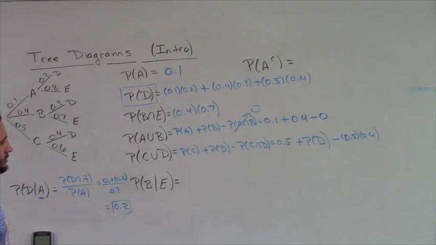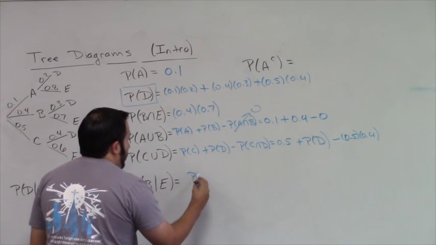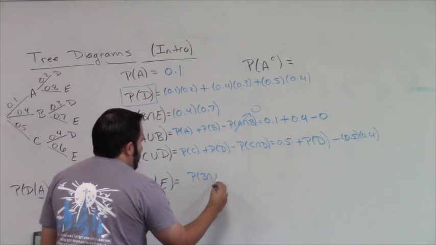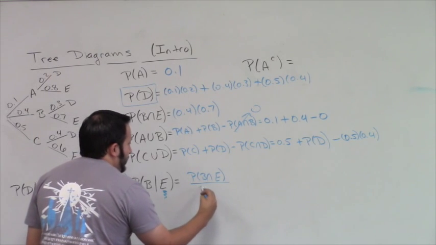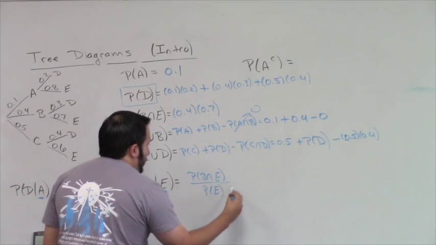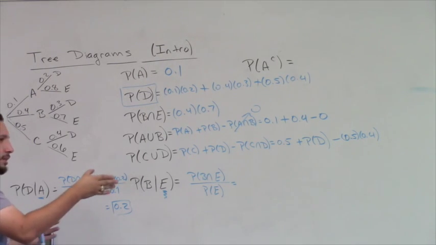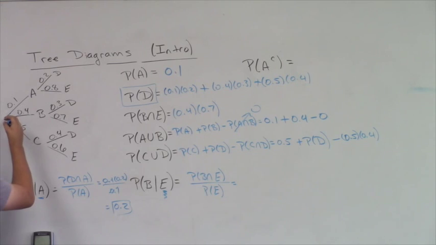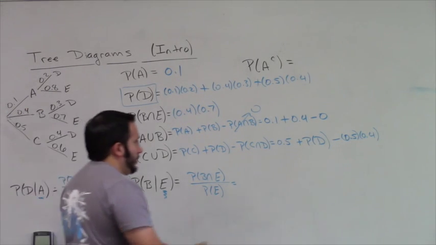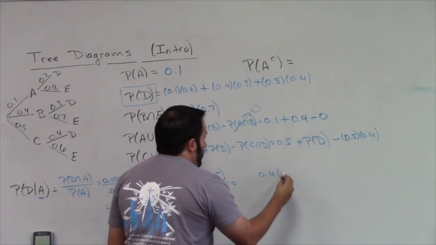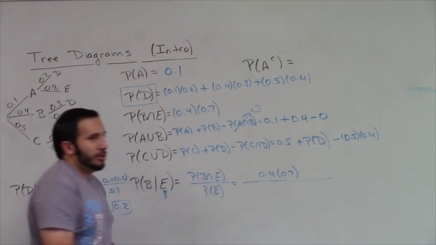Cool. And for our last one, the probability of B given E, using Bayes' formula, is the probability of B intersected with E divided by the probability of my new sample space, the probability of E. Okay, so let's go ahead and figure out what this is. If I want the probability of B intersected with E, we multiply across, so that's 0.4 times 0.7, divided by the probability of E.